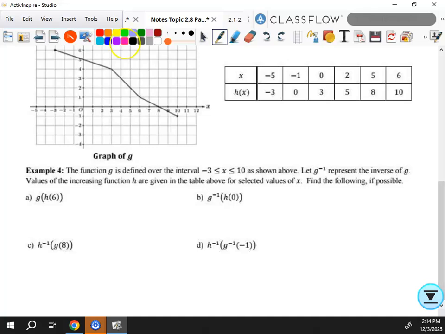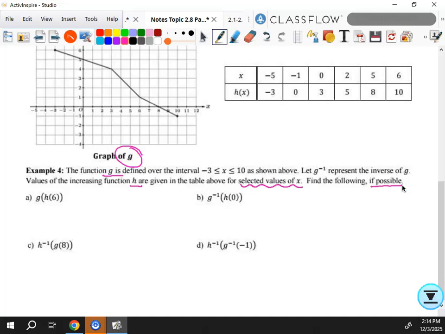All right. Function g is defined over this interval as shown above. There you go. Let g inverse represent the inverse of g. Values of the increasing function h are given in the table above for selected values of x. So again, we got more stuff going on there. Find the following if possible. Okay, and we're going to look at that if possible again.